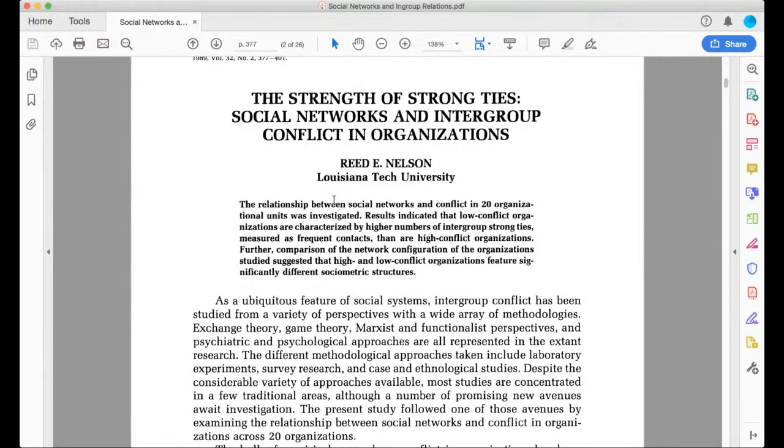The relationship between social networks and conflict between organizational units was investigated. Results indicated that low conflict organizations are characterized by higher numbers of intergroup strong ties, measured as frequent contacts, than are high conflict organizations. Further comparisons of network configuration in the organization suggested that high and low conflict organizations feature significantly different social structures. Okay? There you go. That's what the article is about. So let's see what else we have here.